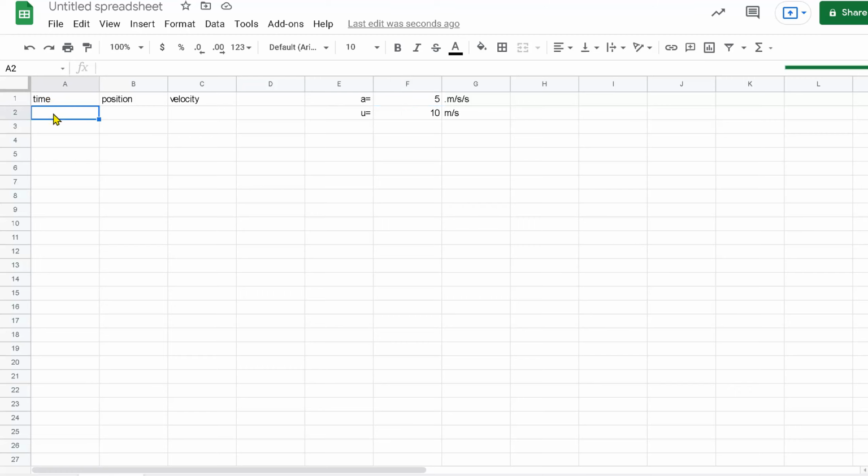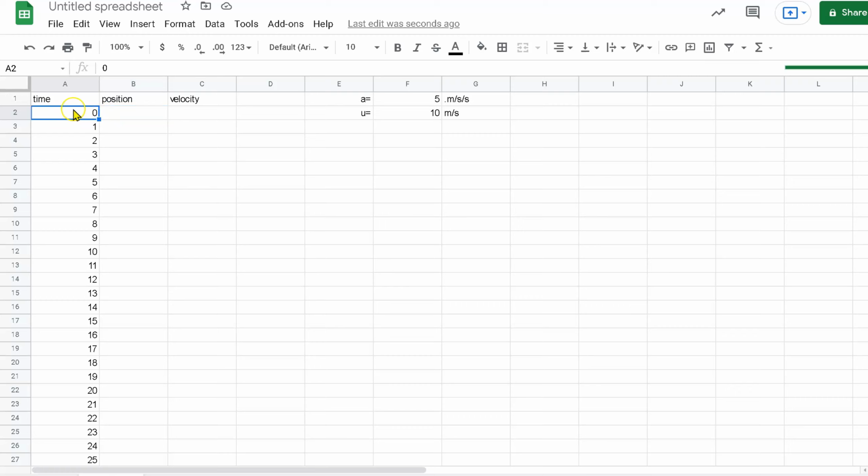But if I want to make a graph, I need a bunch of different values of position for time. So I could just try to figure out where it is each second, or each half a second, or every 5 seconds. You know, what you use for your time separation row by row is up to you. Once you get a pattern going like this, if you highlight it and drag it down, it will continue that pattern for you.